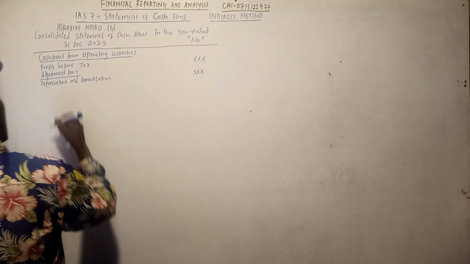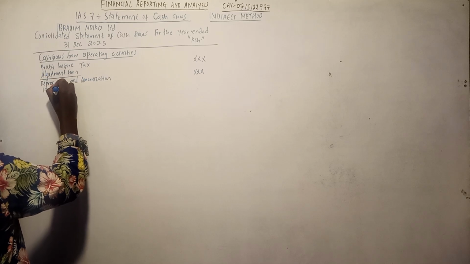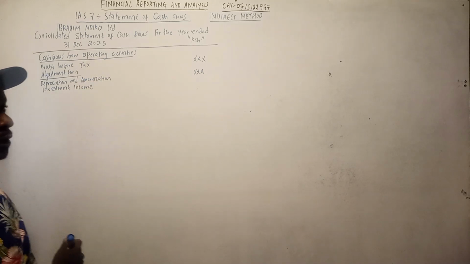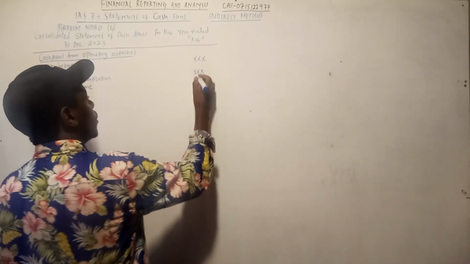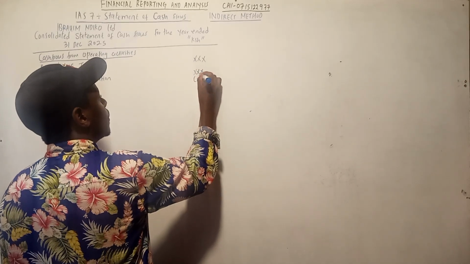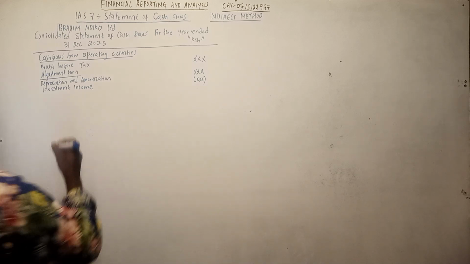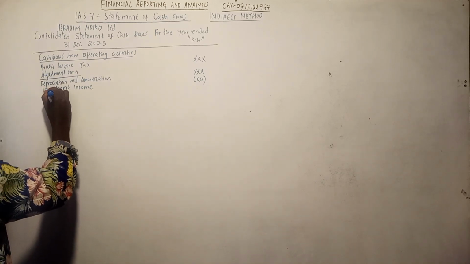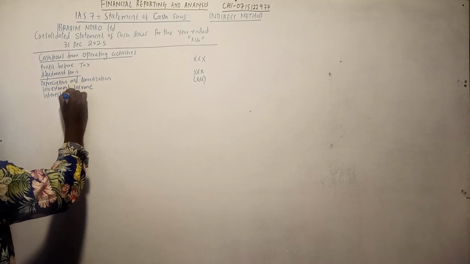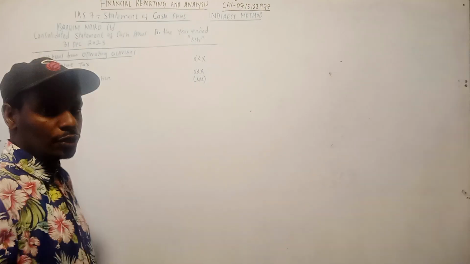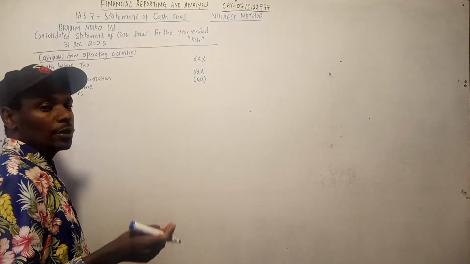We have the investment income. So what was the effect? It was added, so we deduct. We have the interest expense. Other people call it the finance cost. If you say the finance cost, it's the same thing. So what was the effect? It was deducted, so we add them back.